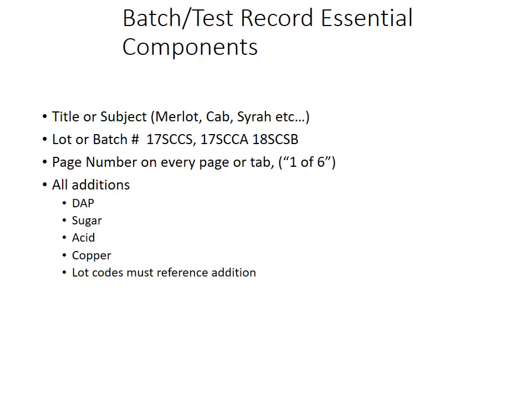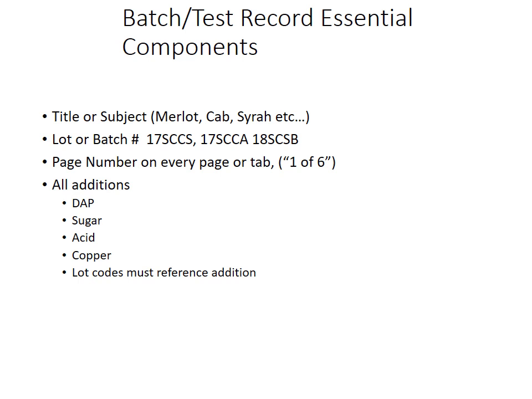So also we have to have batch and test records. These are the essential components. So you've got to have a title, you've got to have your lot or batch number, and then a page number on every tab. Another thing the FDA really likes is they like to have just written paper workbooks that you write all this down in.